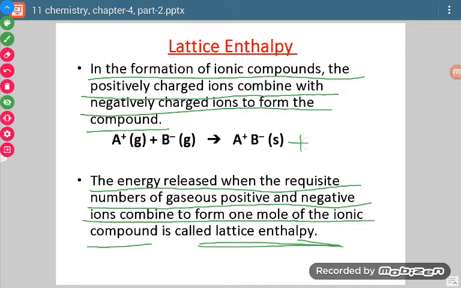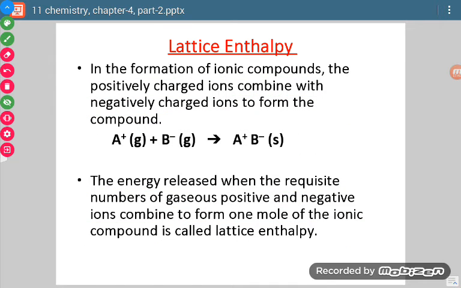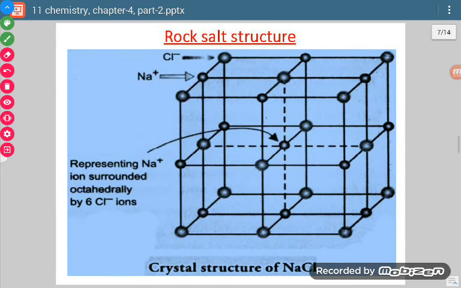So in this equation we can write like this also. Le stands for lattice enthalpy. So this also plays an important role. So these three energies play their important role.